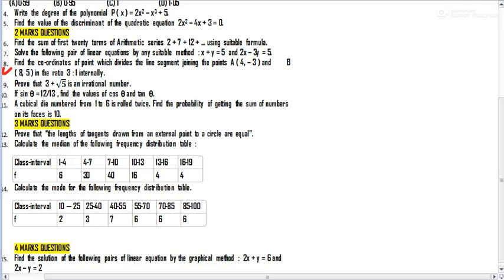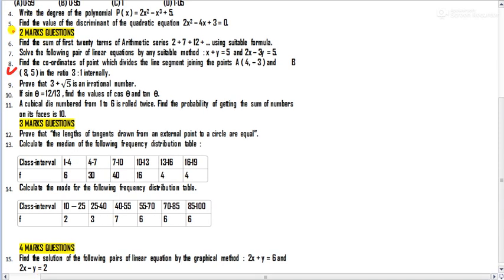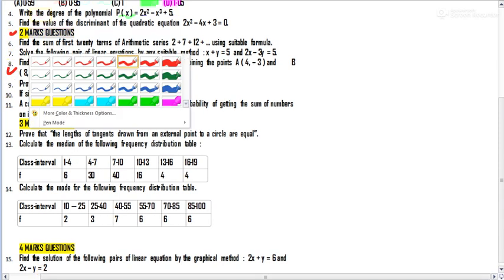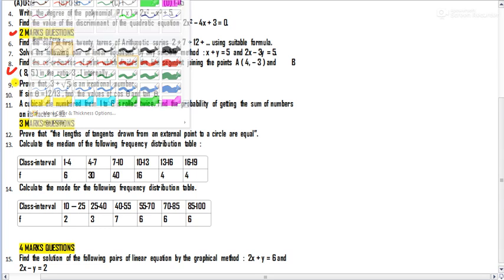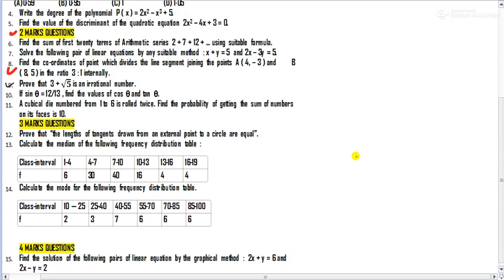Over. Now let us start from question number 9. So still we are in the 2 mark section. Question number 9 is: prove that 3 plus root 5 is an irrational number. This is a sure question for 2 marks. They are definitely going to ask this, so you practice this question very well.